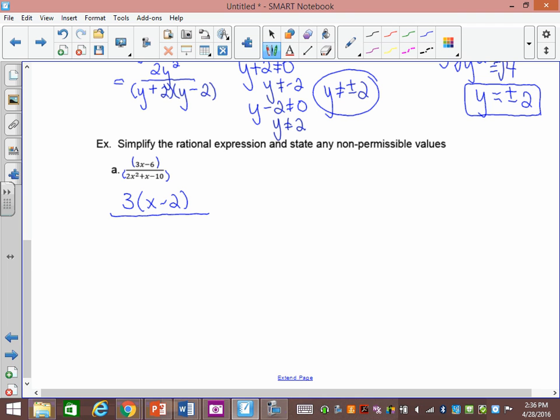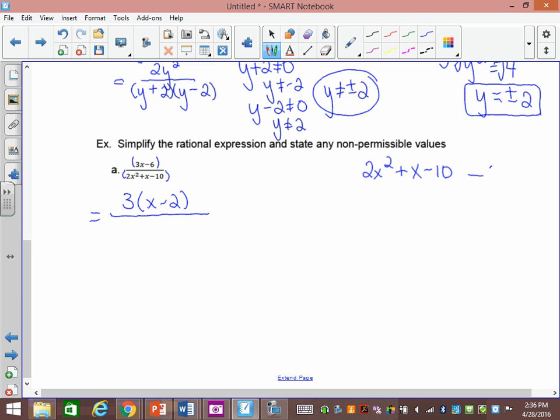On the bottom, it's a trinomial, so I go off to the side and I do it. Don't do it down here. It just gets messy and you have ugly work. Go off to the side, factor it, and bring your 2 factors back. Okay? So 2x squared plus x minus 10.